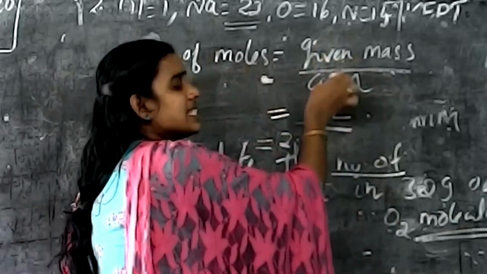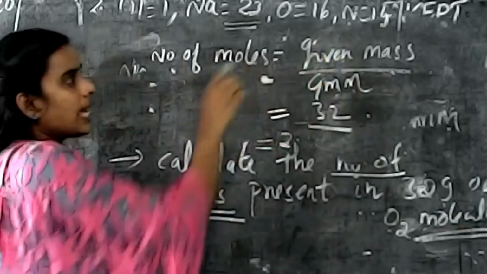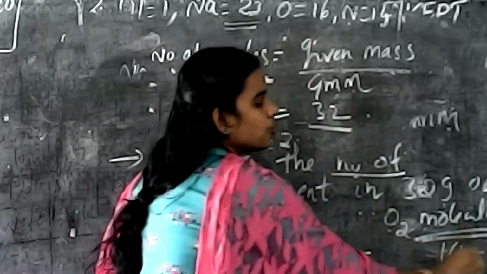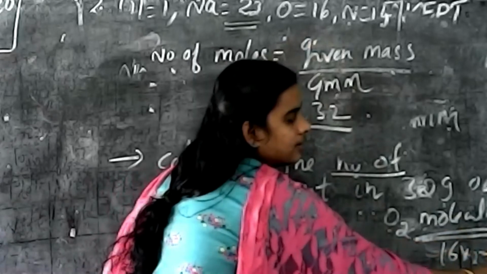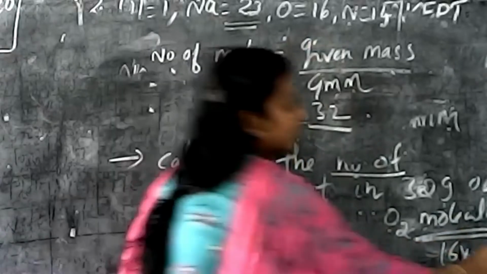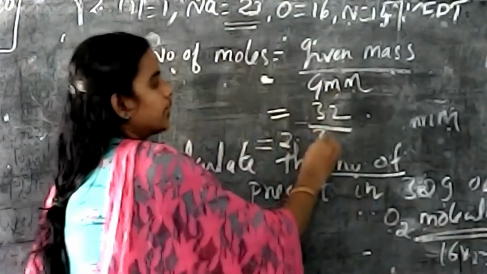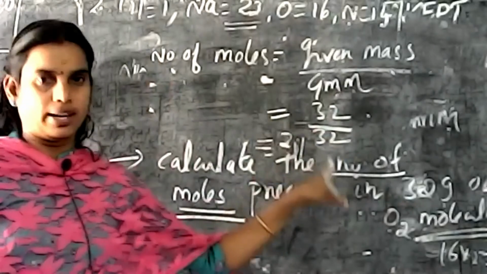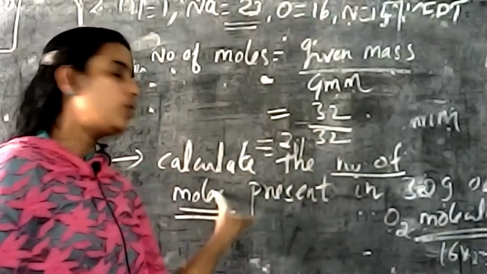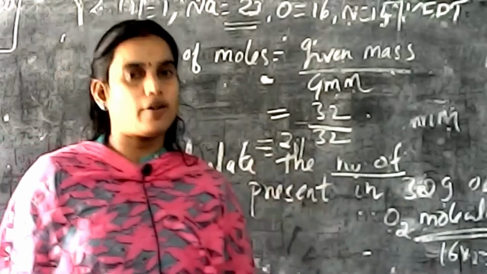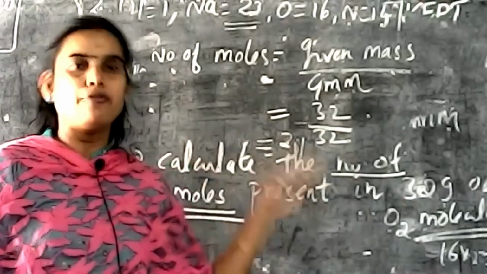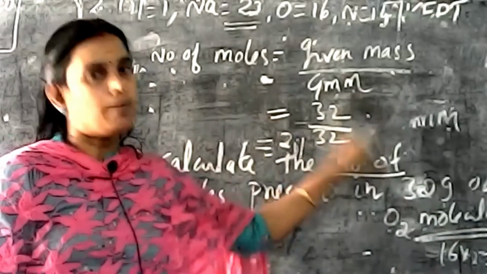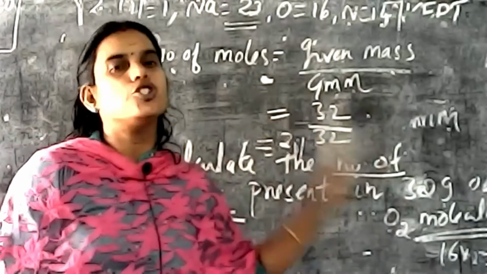32. Then what is the GMM of oxygen? GAM is 16. Then GMM of O2 is 16 into 2, that is 32. So 32 divided by 32 is 1. So the final answer is 1. The number of GAM, number of GMM and number of moles all contain the same formulas, with only a small difference. For atoms, we have to use GAM, and for molecules, we have to use GMM.